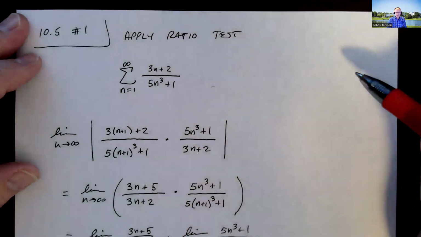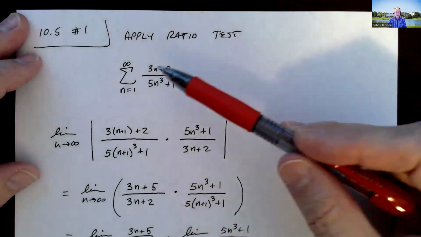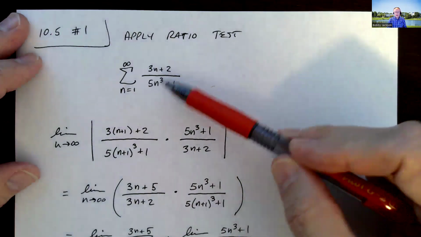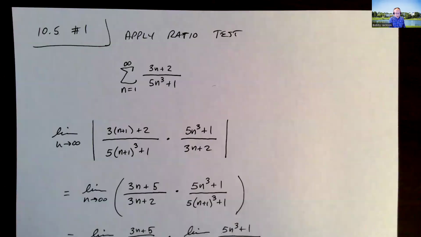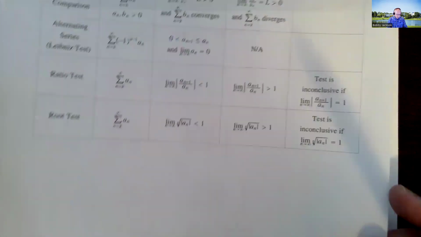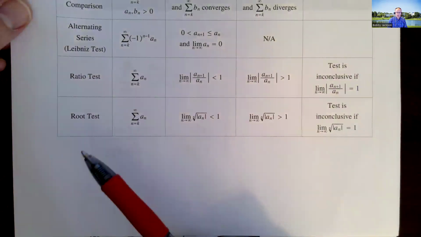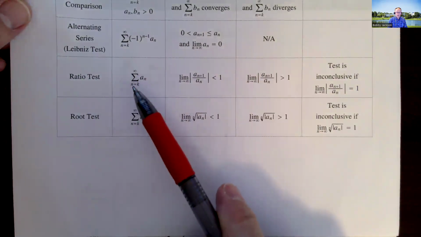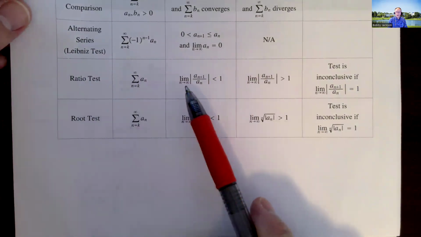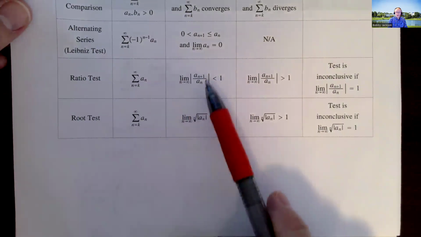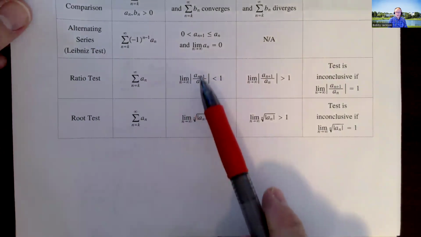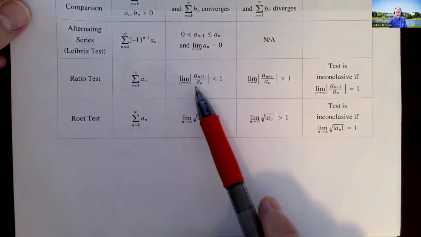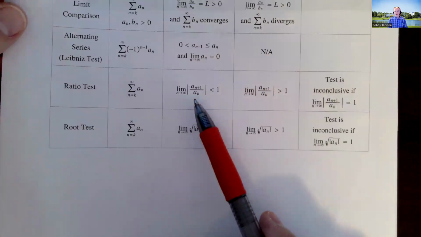Hey everyone, let's take a look at number one in section 10.5. We're going to apply the ratio test to this series here. And just as a reminder, in the series summary sheet that I give you, the ratio test says to determine whether or not this series converges, we look at the limit as n goes to infinity of basically the ratio of successive terms as n goes to infinity. Take the absolute value of that ratio.